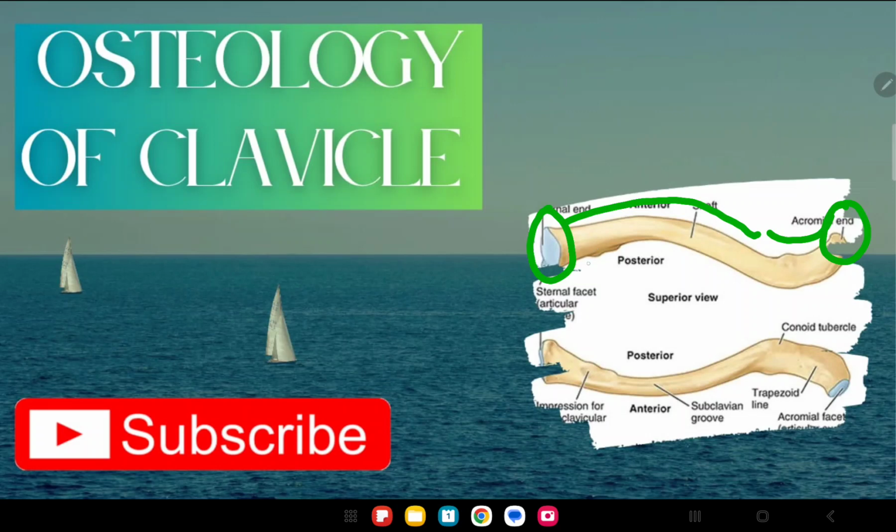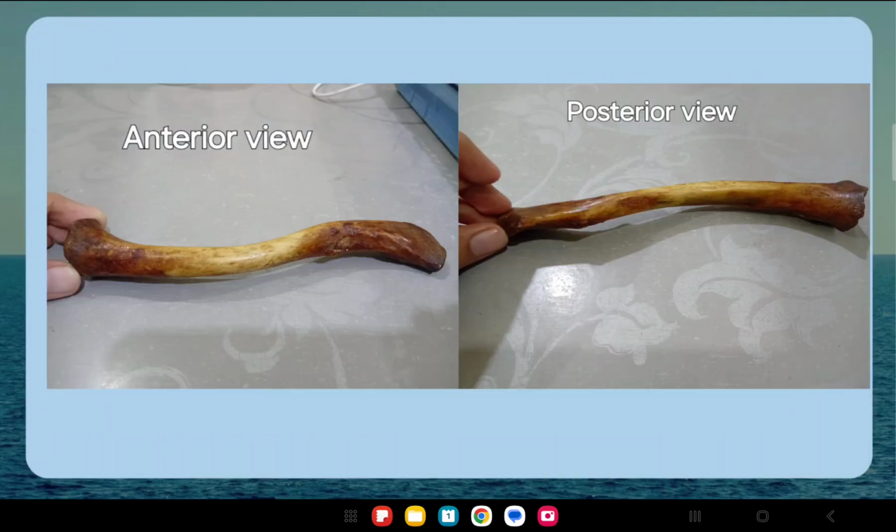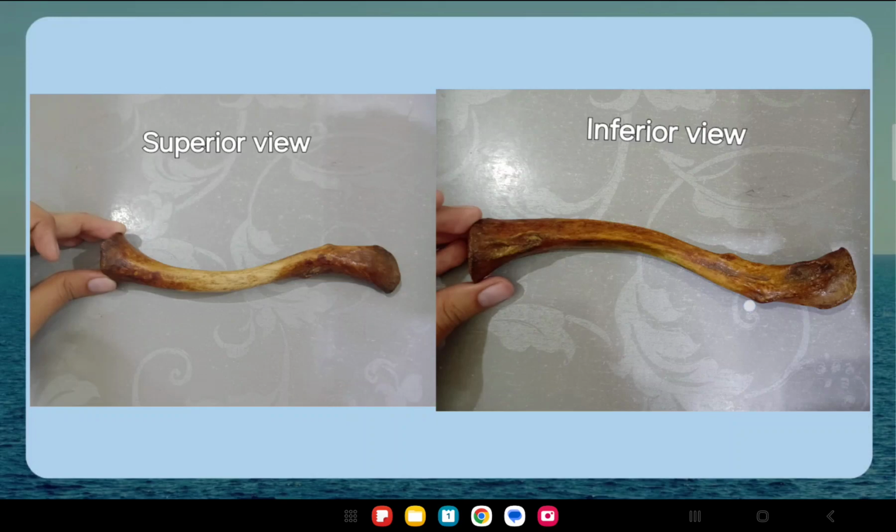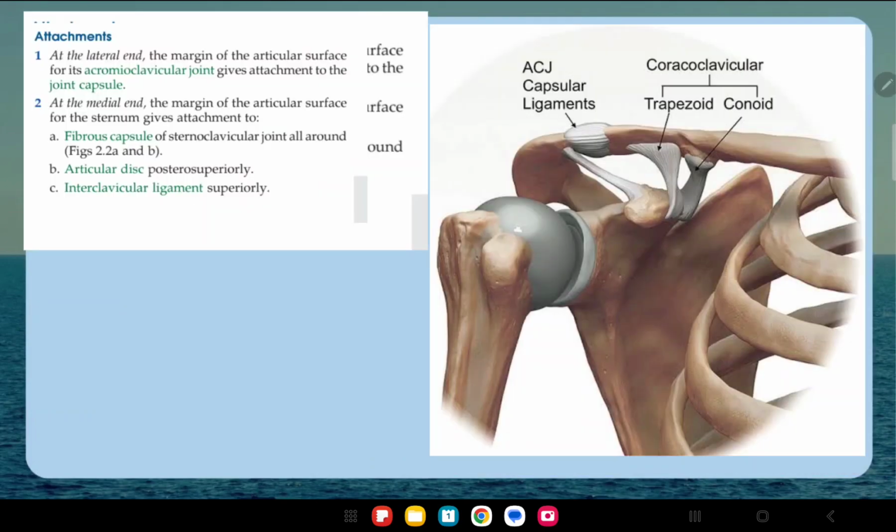Like the medial end has a subclavian groove and the impression for the costoclavicular ligament. The lateral end had a conoid tubercle and trapezoid line. So first of all, we will study the attachments which are associated with the clavicle. Before going into that, I would like to show you the pictures of the real clavicle. I am using the book BD Chaurasia, so I will be teaching according to it.